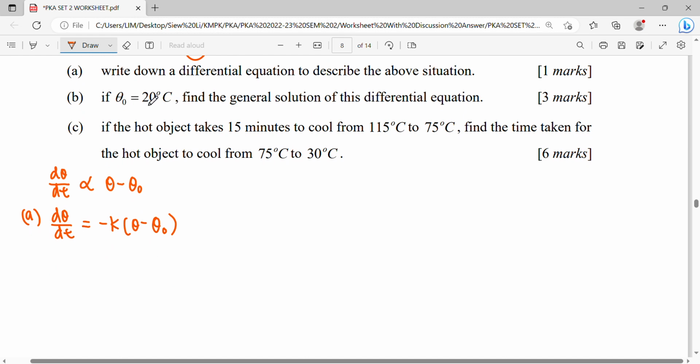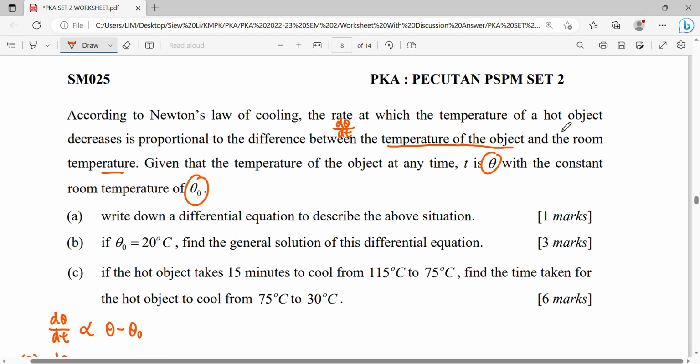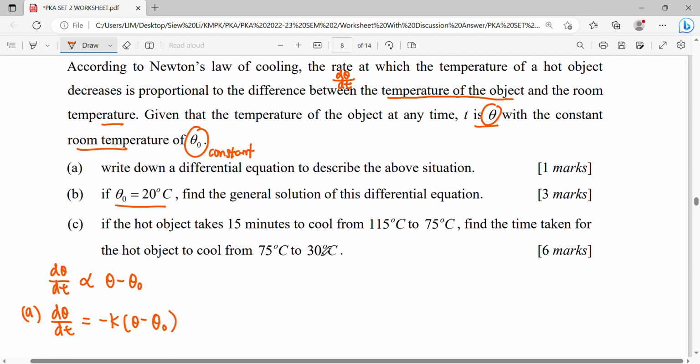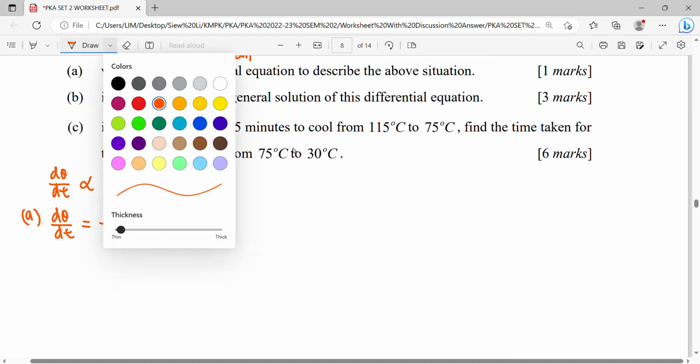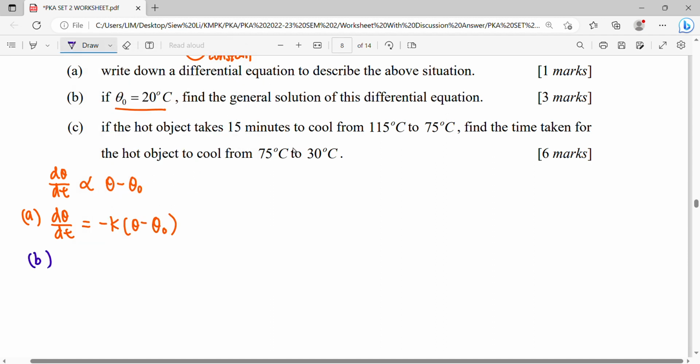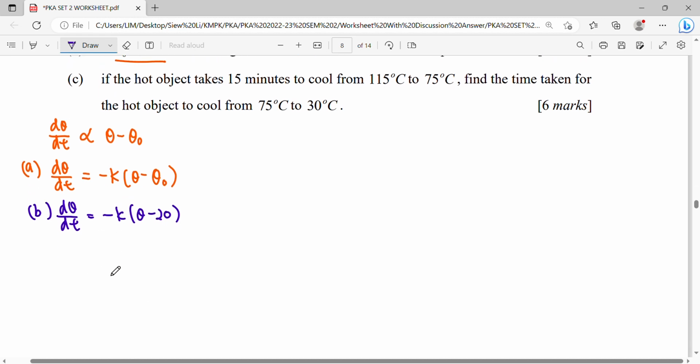So for part B, if we denote room temperature as 20, as we know, when you're cooling an object, the changing variable is θ only. Room temperature is fixed, this is a constant, which is given in question B as 20. We have to solve this differential equation in general form, the general solution. So we substitute our constant, the room temperature 20. Then we start to solve this DE using the separable method.